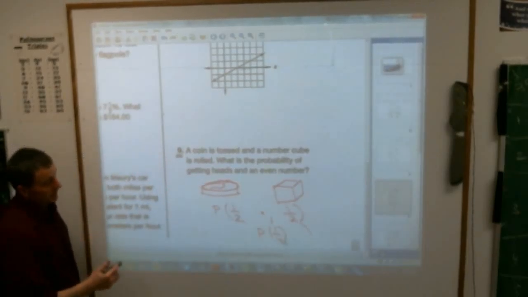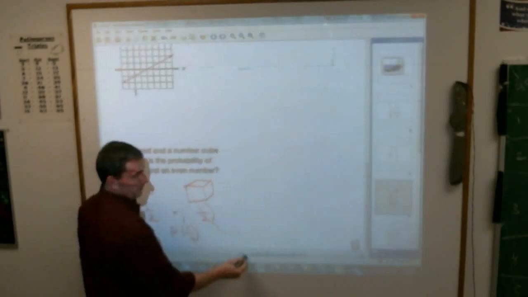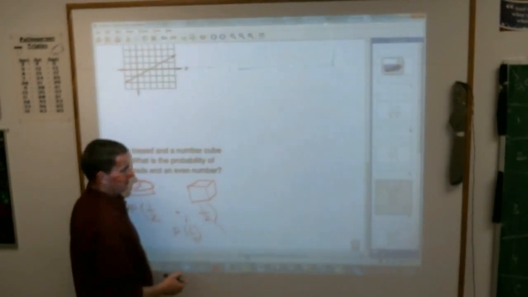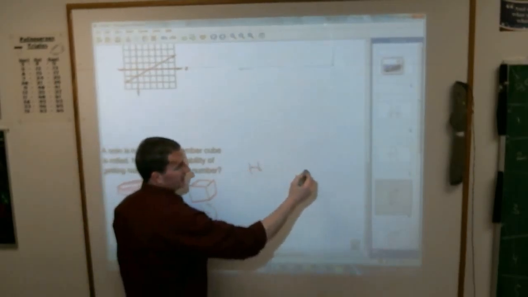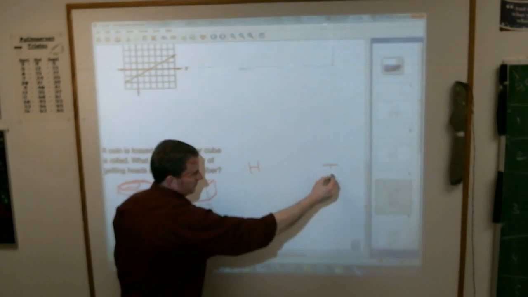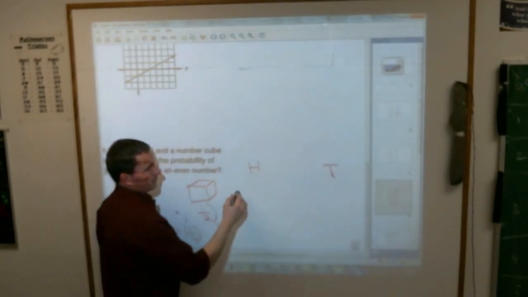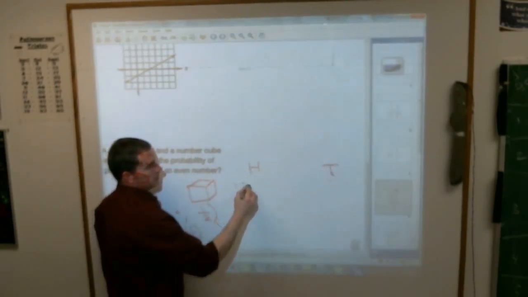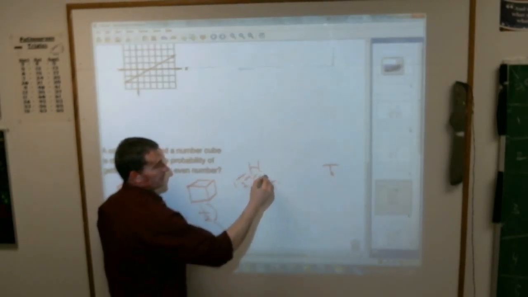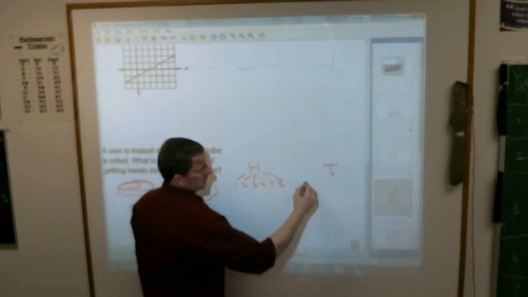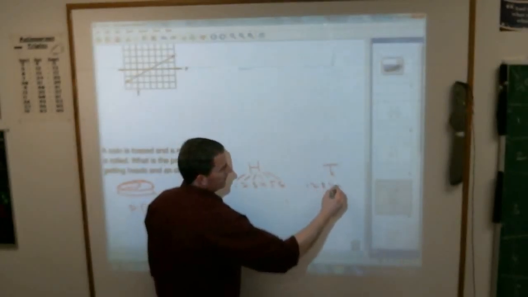Now, so you got one. But then you didn't add them. You could actually do the little tree diagram and do it. Look, you can flip and get a head, and flip and get a tail. And then after you flip, you have to roll the die, which means you get a 1, 2, 3, 4, 5, or 6. 1, 2, 3, 4, 5, or 6. And here you can get a 1, 2, 3, 4, 5, or 6.